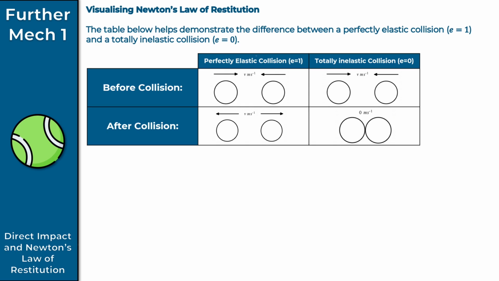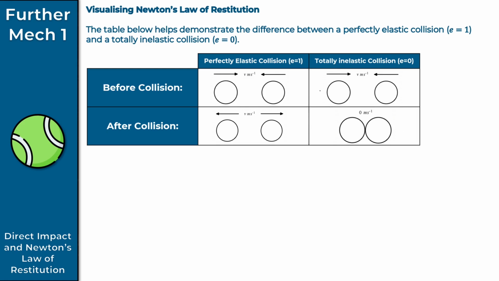For a perfectly elastic collision, when e is equal to 1, notice that the particles bounce off each other and go in the opposite direction. This particle is traveling to the right, and on impact it then travels to the left. The particle on the right is traveling to the left, and on impact it then travels to the right. This is the situation when we have a perfectly elastic collision, in other words when e is equal to 1.